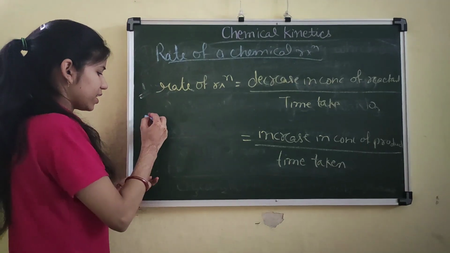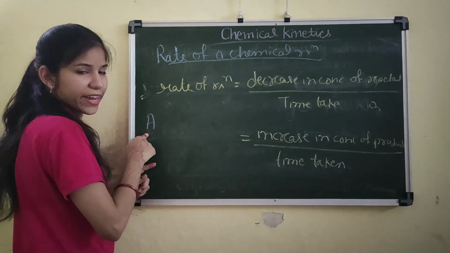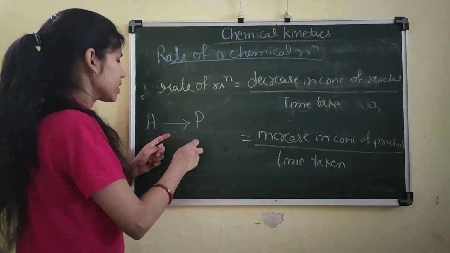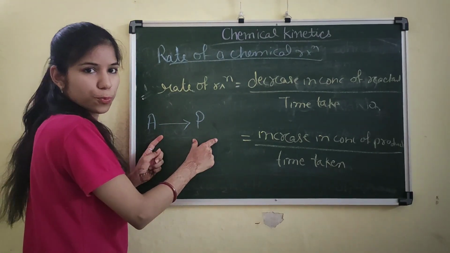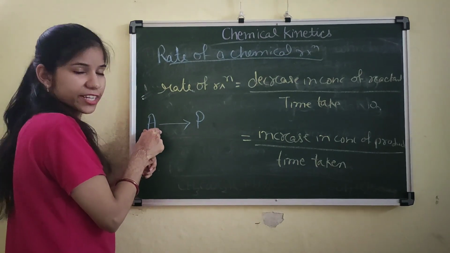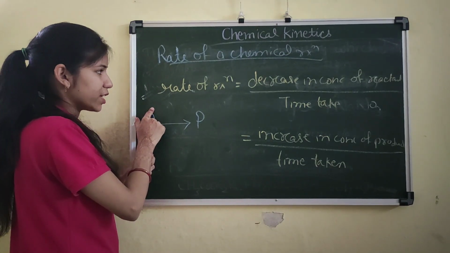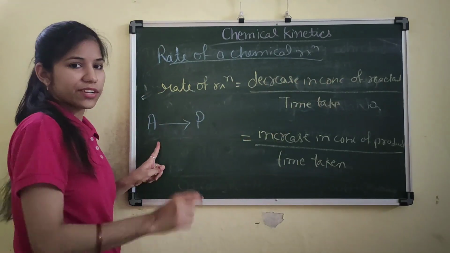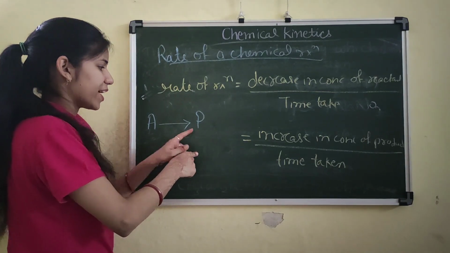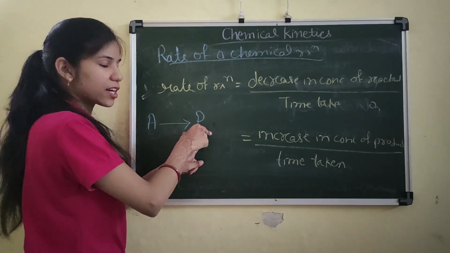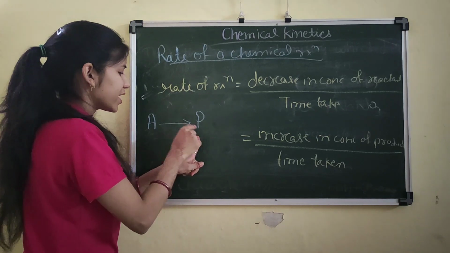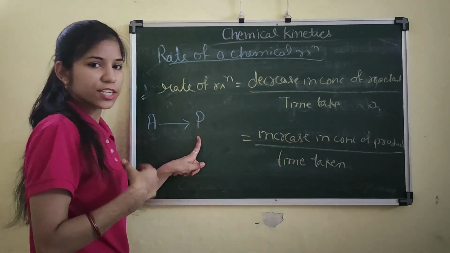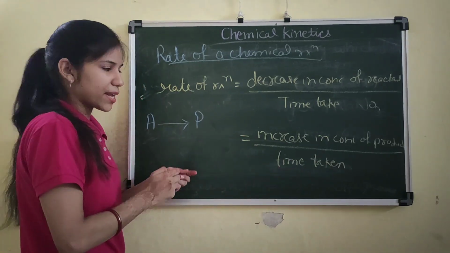For example, there is a reaction where A is a reactant and it forms product P. In this, A changes into product, so the concentration of A decreases. So the rate of reaction is decrease in concentration of reactant divided by time taken. And if we derive the rate in terms of product, the concentration of product increases, so it is increase in concentration of product divided by time taken.